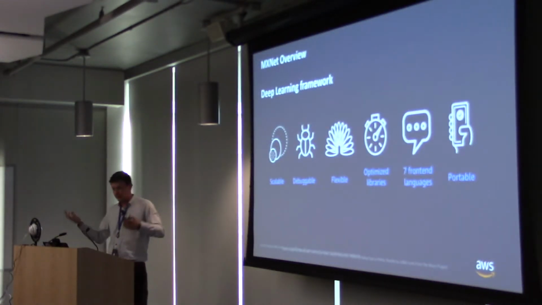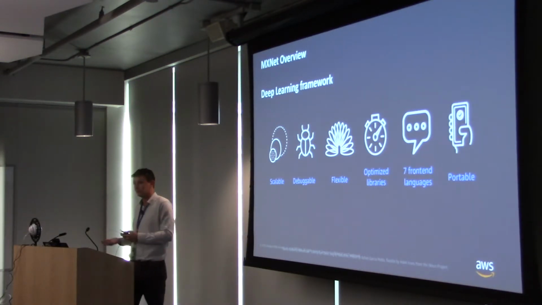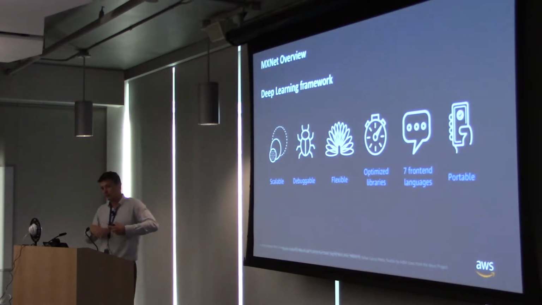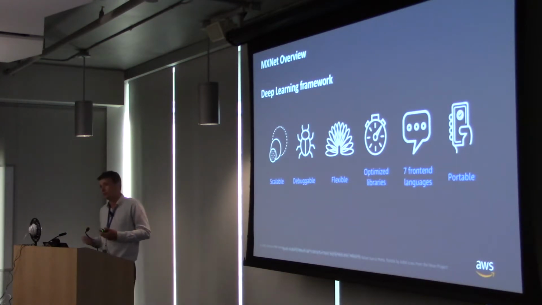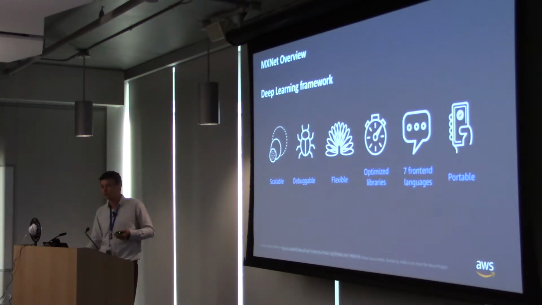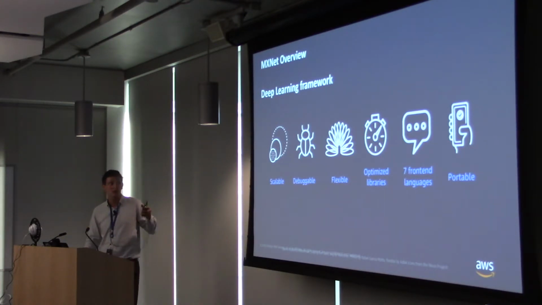So MXNet is, if you want, the library, the building blocks that enable you to build all these types of algorithms. It's not specific to computer vision or NLP or speech. It's a library that has computational graph execution and optimization. So it's scalable: you can use multiple hosts, multiple machines, multiple GPUs. It's easy to debug with the Gluon API. It's flexible. It has optimized libraries for fast execution on GPUs and CPUs. It's available in a variety of languages, and it's also portable for embedded device execution.